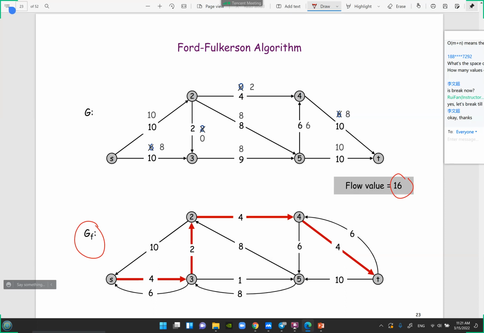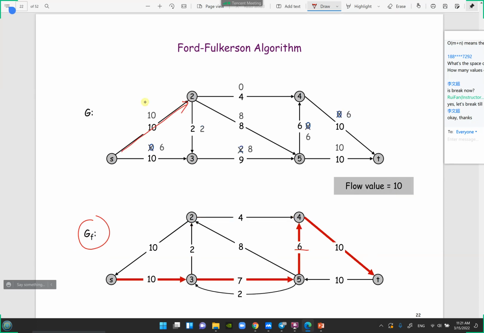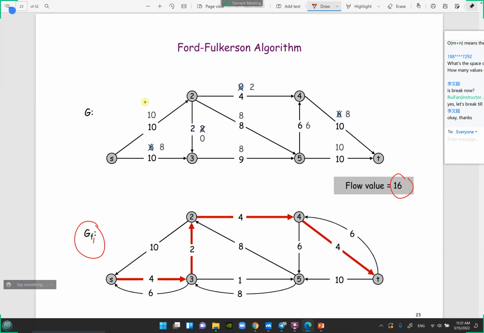This residual graph is actually based on the graph from the previous slide. Sorry, so let's call this G. This actually has a flow of 16, so let's call this guy G16. This thing is the residual graph from this flow of size 16. From this residual graph, we again try to find an augmenting path.